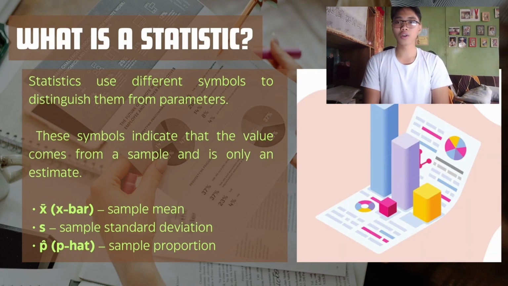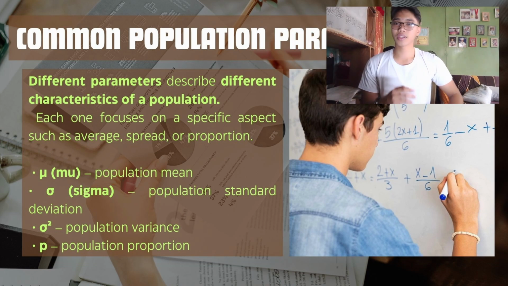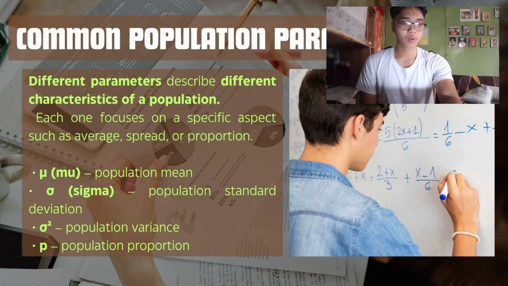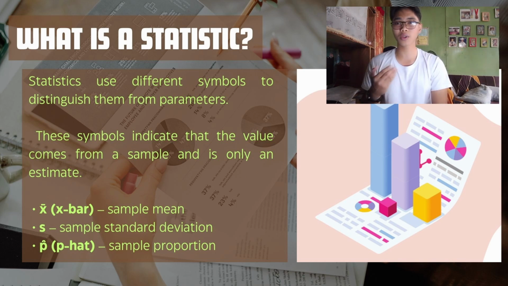So you might wonder, what exactly is a statistic? Well, statistics use different symbols to distinguish them from parameters. These symbols often indicate that the value comes from a sample and is only an estimate itself. Unlike the previous slide, which was just a mu, a sigma, a population variance, and a population proportion, all things we are used to seeing, we have these weird variables here. You might see an x, which is also called an x bar, which is the equivalent of the mu, which in statistics is called the sample mean.